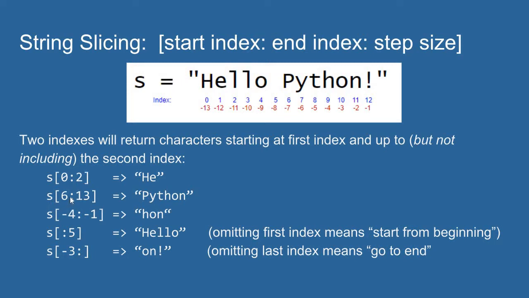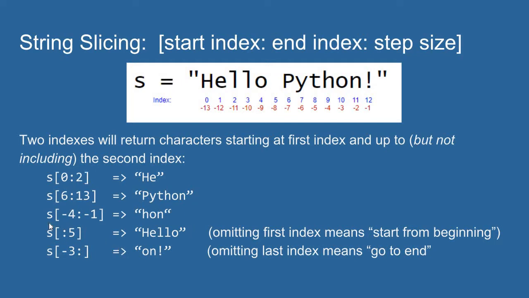Our next example, we're going to slice from index 6 up to index 13. If we go look at index 6, we're slicing from P up to index 13. Well, there is no index 13 here, but that's okay. Python's okay with this. Because we're slicing up to, but not including, index 13, we're going to grab all the characters from index 6 to 12, which is going to be Python, including an exclamation point. I have an error here.